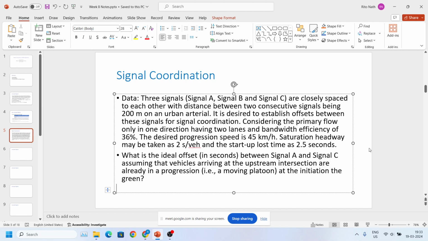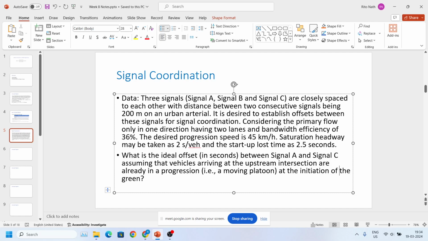Now, if the vehicles were stopped and had to accelerate after some initial startup delays, then that startup delay has to be added. But I think here, at the initiation of the green, that is not considered as such. So that's why you don't need to add L1 here.